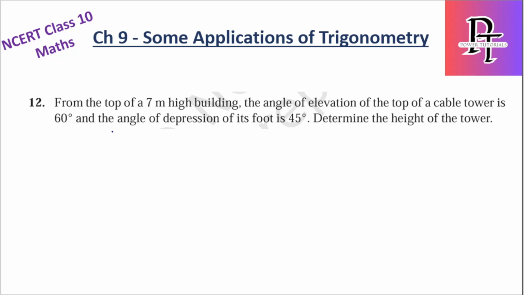From the top of a 7-meter high building, the angle of elevation to the top of a cable tower is 60 and the angle of depression to its foot is 45. Determine the height of the tower. So for this question we have two things.